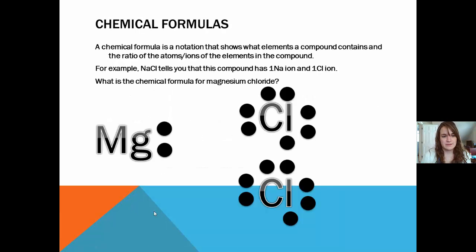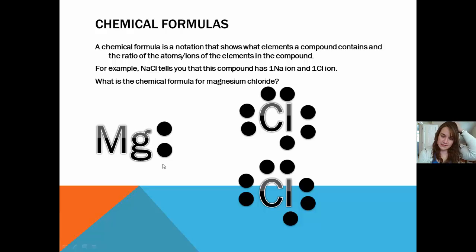Okay, so now chemical formula is a notation that shows what elements a compound contains and the ratio of those atoms. So if I talk about NaCl, which is table salt, sodium chloride, you can tell because there's just one Na, one Cl, there's one sodium ion and one chlorine ion. Okay, so if there's no numbers written next to them, it indicates that there's just one of them.